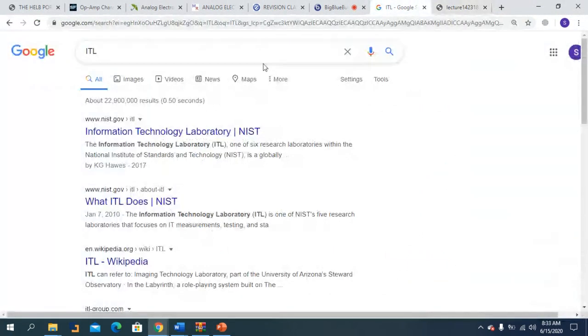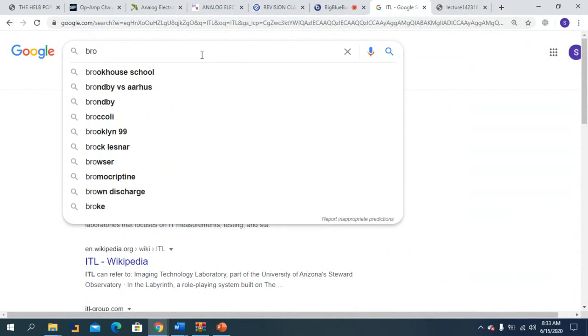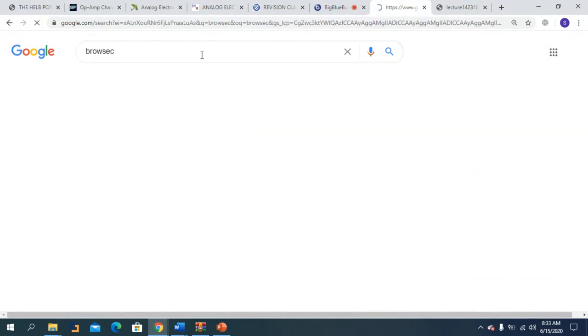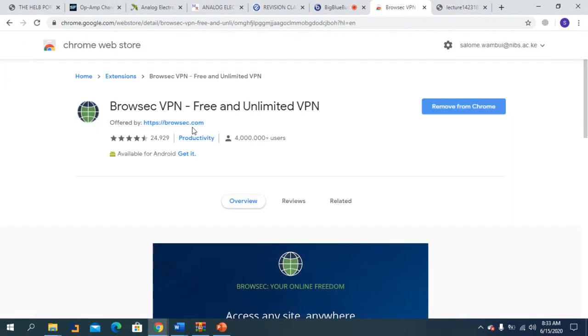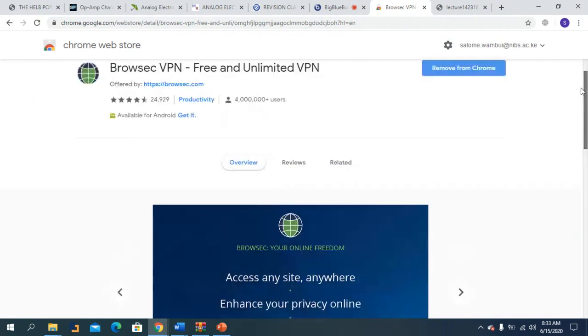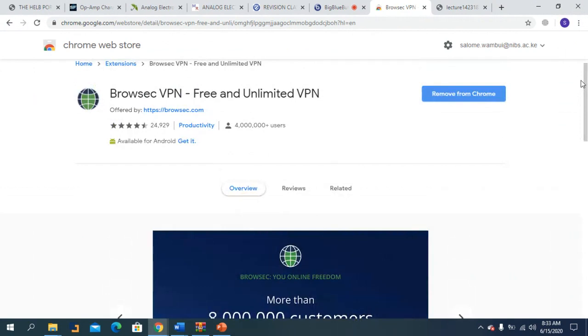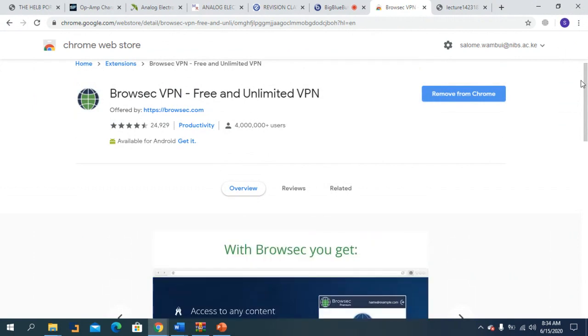We use what you call the Browsec. I'll use my internet maybe to download that Browsec. We use the Browsec, which is a free extension that allows you to connect, maybe to bypass the proxy. So if I don't want to use a proxy, which is very wrong, because if I don't want to use a proxy, that means my computer is not secured.